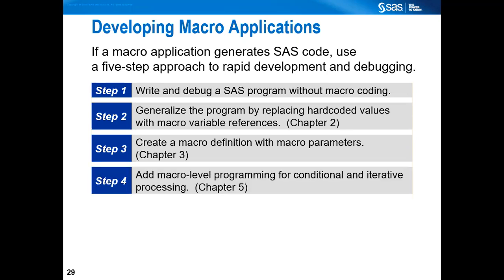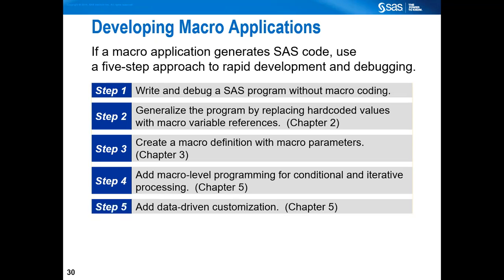Whereas the fourth step of your macro application will be adding macro-level programming for conditional and iterative processing. This will be covered in chapter 4. And step 5 will add data-driven customization. Again, it will be covered in lesson number 5. So these are the 5 steps we are going to follow if one has to create macro programs, and every step we will learn with a business scenario and its concepts in various chapters.